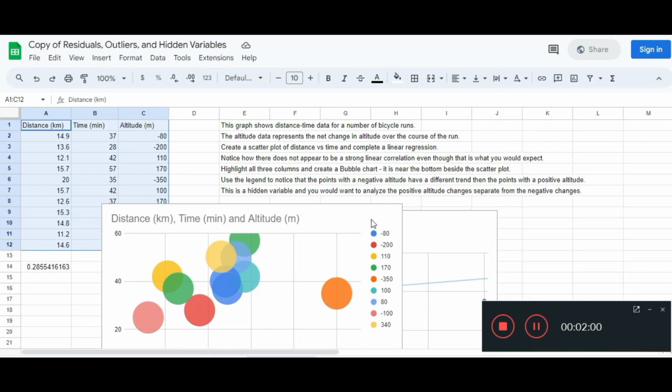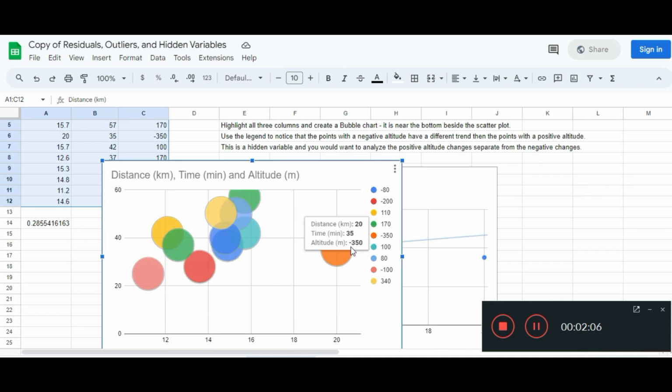In the legend, you'll notice it points out that points of a negative altitude, so the negative 100, the negative 200, the negative 80, the negative 350, have a different trend than the points with the positive altitude, so the 110, the 170, the 100, and the 80. That just means there are two different trend lines here, depending on whether the altitude is positive or negative.